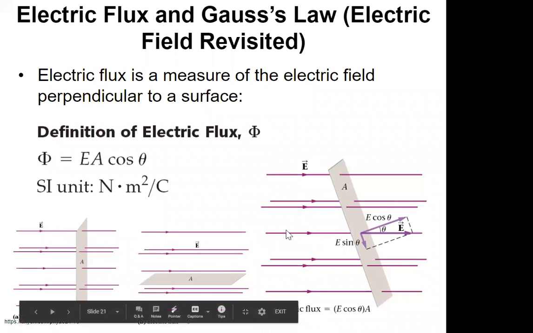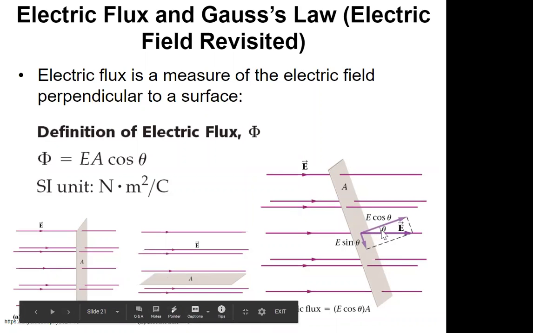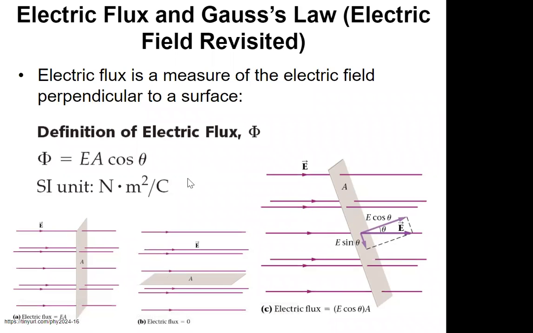In general, the electric field and the normal direction of the surface have an angle. If the surface is tilted, then this angle theta is not 0 or 90 degrees, so in general you'll have a cosine of theta there. The SI unit for flux is newtons over Coulomb, which is the unit for the E field, times meter squared for the area. So it is newton times meter squared over Coulomb.